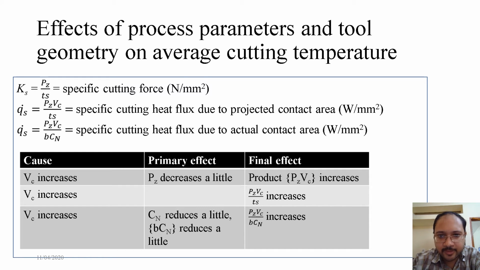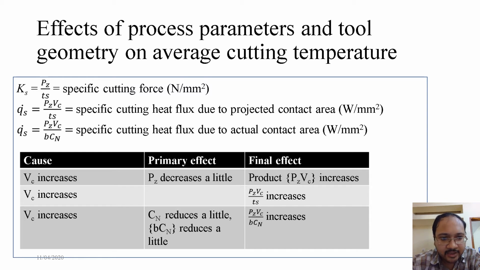Coming to the effects of process parameters and tool geometry on average cutting temperature. First let us introduce some terms. Ks, which is equal to Pz by Ts, is called the specific cutting force, expressed in Newton per millimeter square. Qs dot equals Pz by Ts. T stands for, as usual, the depth of cut, and S is the feed per revolution. So Pz over Ts is the specific cutting heat flux due to the projected contact area, expressed in watt per millimeter square.